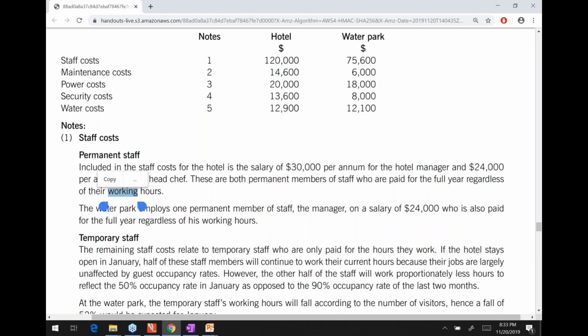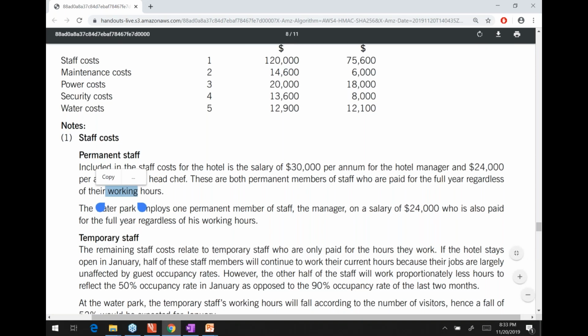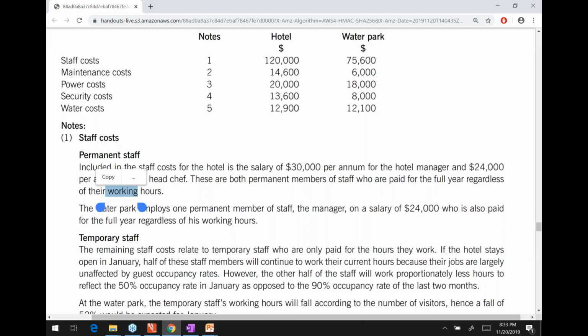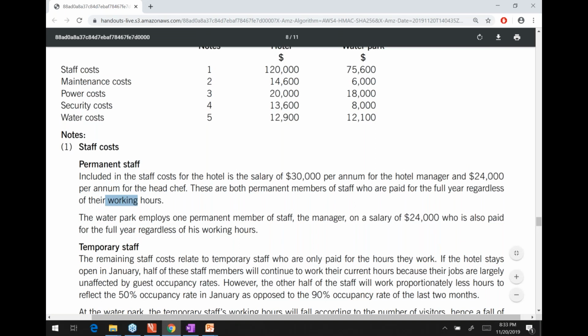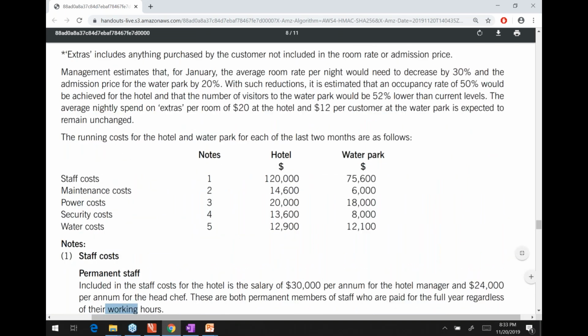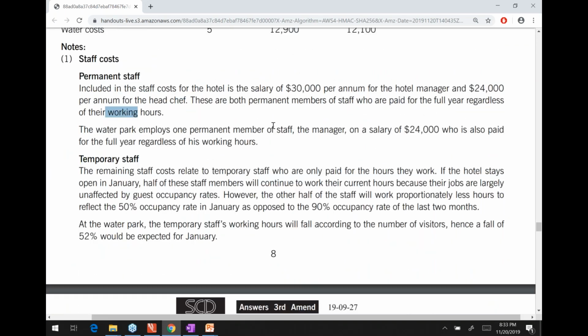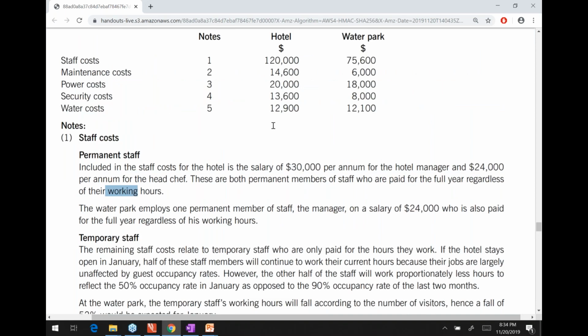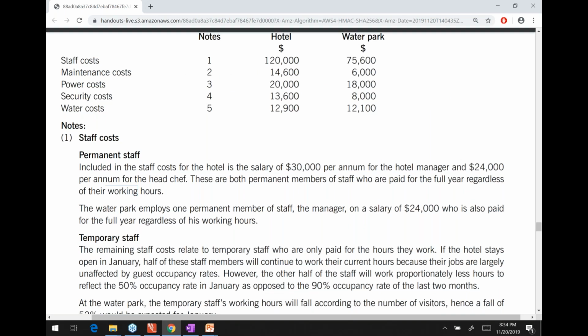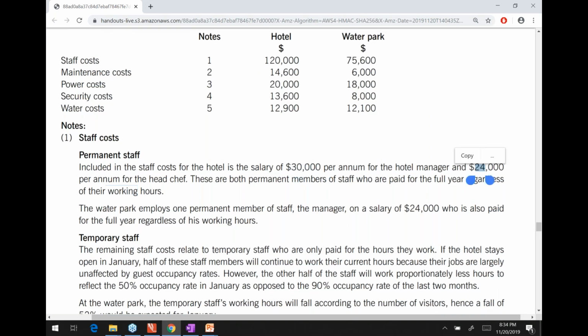Which means whether you open in January or you do not open in January, these costs will continue to be incurred. So this is irrelevant cost, and this means this is a fixed cost, or I should say this is a committed cost, and this is the example of a committed cost. So we should not consider this cost. But how we need to work it out is very simple.